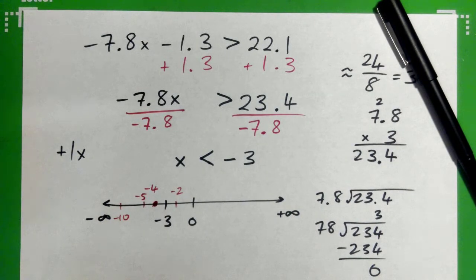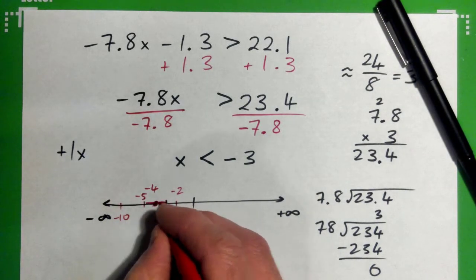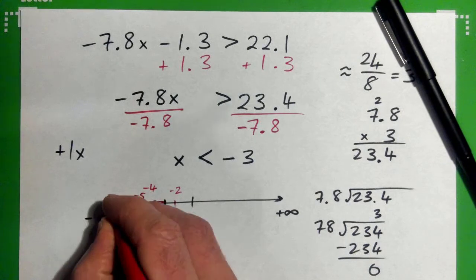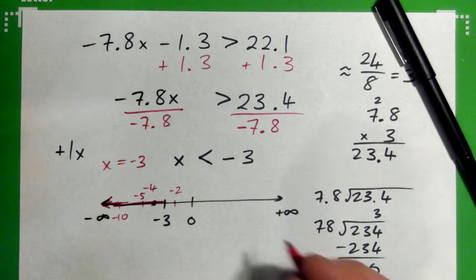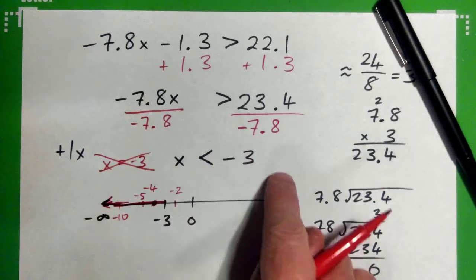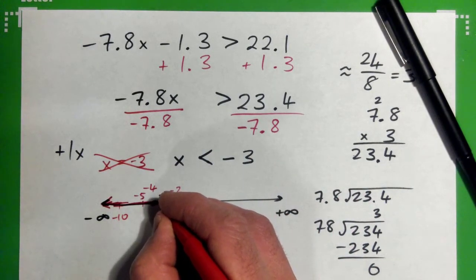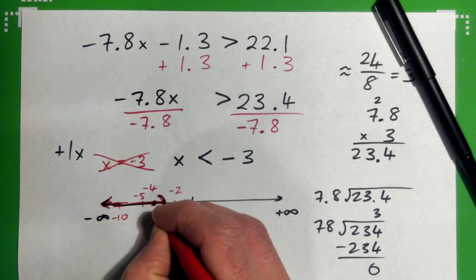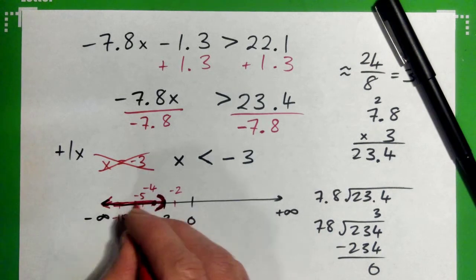Cool. So, all these numbers are part of the answer. Because we don't have x equals negative 3. It's not just one answer. It's a whole bunch of numbers. It's all these numbers. And parenthesis, because it's up to negative 3, right? So that's what it looks like.